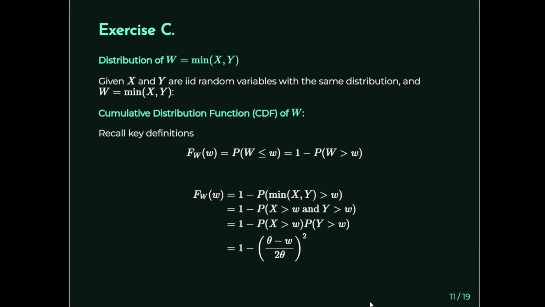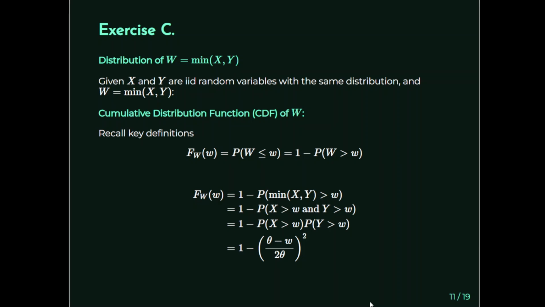If w is the minimum of x and y, essentially what we can say is that is equal to 1 minus the probability of the min of x and y being greater than w. Just like we did before, we can re-express that as 1 minus the probability of x greater than w and y greater than w. These are independent events, so that is 1 minus the probability of x greater than w times the probability of y greater than w, using an expression that we found previously. So what we have here is 1 minus theta minus w divided by 2 theta, squared.